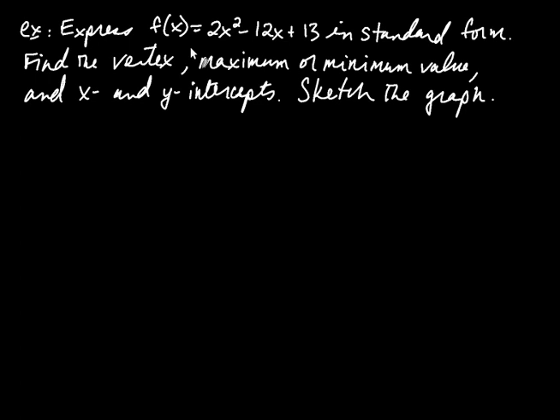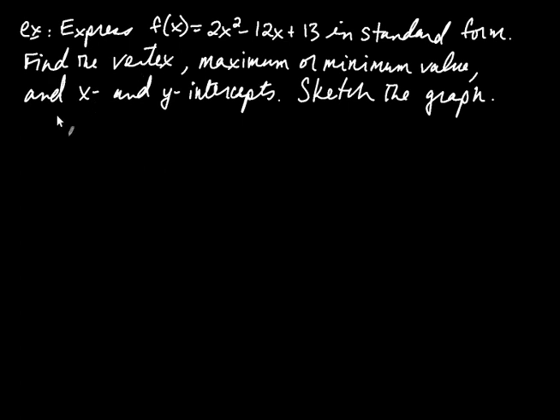So let's express f of x equals 2x squared minus 12x plus 13 in standard form. Find the vertex, maximum or minimum value, and the x and the y-intercepts. Let's sketch the graph as well. And as we know, not every quadratic function has x-intercepts. So we'll see if this one does.